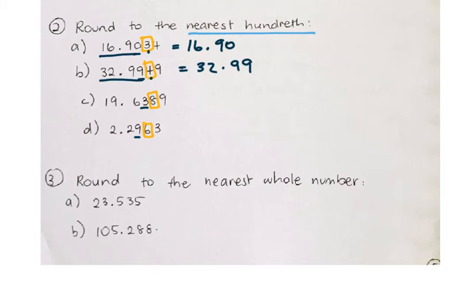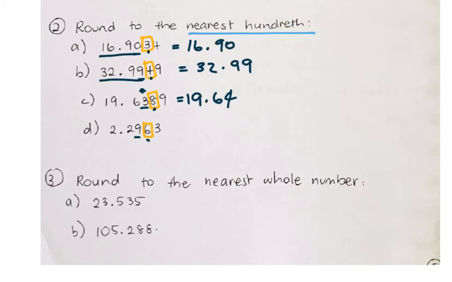Next question is 19.6389. I'm looking to this 8. It's 5 or more because it's a bigger value than 5, which means I'm going to raise the score on the 3, so it's going to be 19.64.